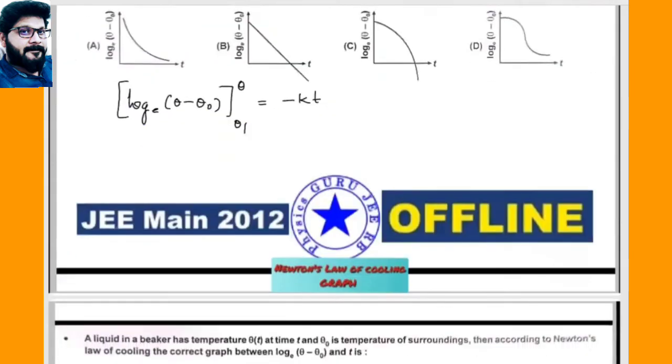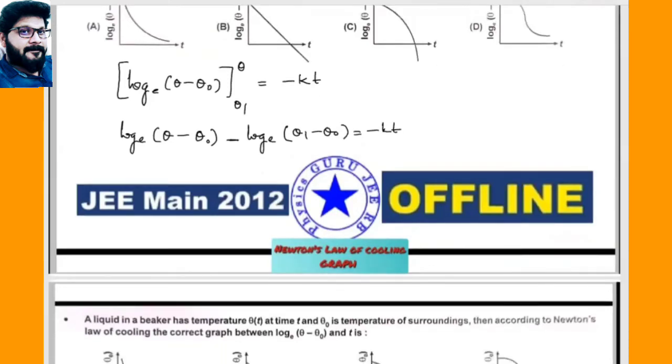Now applying upper limit minus lower limit, I can write log base e of (theta minus theta naught), upper limit being theta, minus ln of (theta 1 minus theta naught), equals minus k into t. You already know this one. Now I am rearranging this equation: log base e of (theta minus theta naught) equals minus k t plus, taking the left side term to the right side, log base e of (theta 1 minus theta naught). Hope this is clear, right?